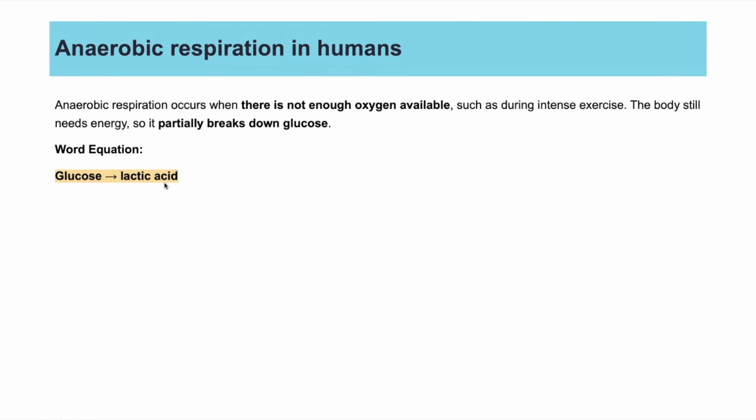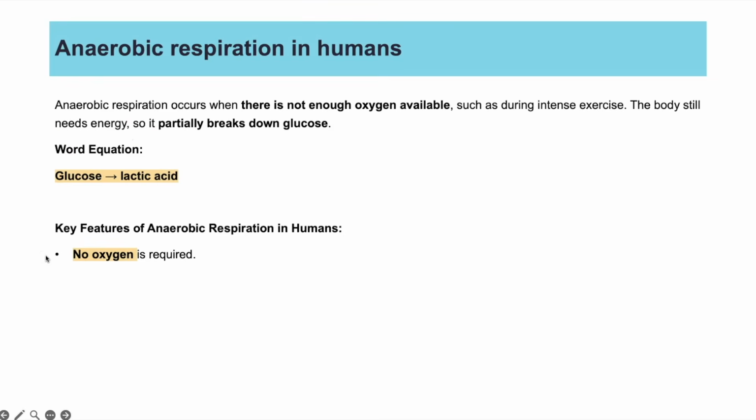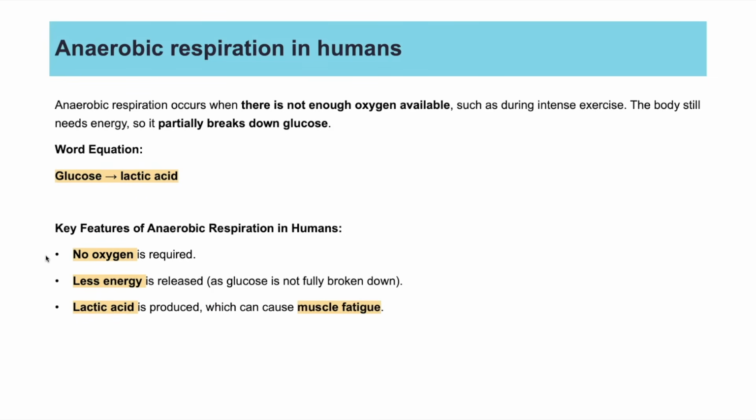This does release some energy, but we don't put energy in the word equation because it's not a product. We haven't produced it. It's just released. You don't need to know the chemical formula for this one. So key features of anaerobic respiration in humans is no oxygen is required, less energy is released, and that's because glucose is not fully broken down.